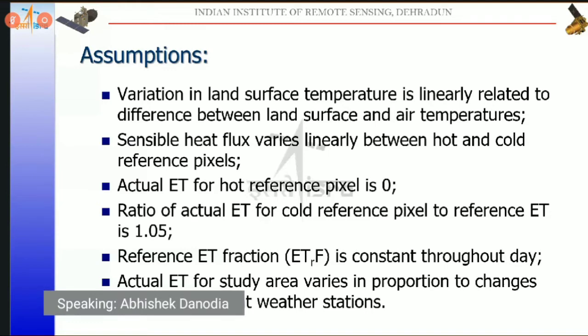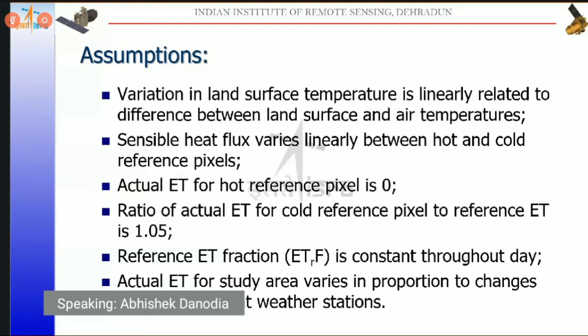LE value or minimum H value, or you can say 0. LE value, and H value is 0 for the cold reference pixel. They are completely contrasting two points, and those same two points have to lie on the same satellite imagery. Then you can correctly estimate the crop evapotranspiration.